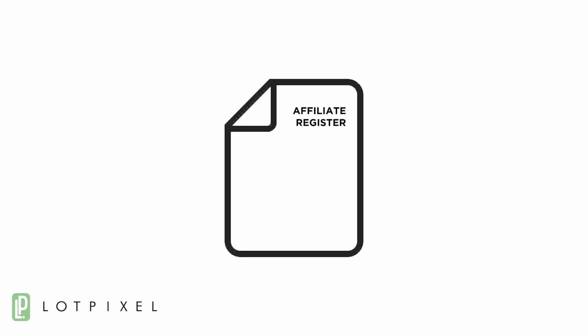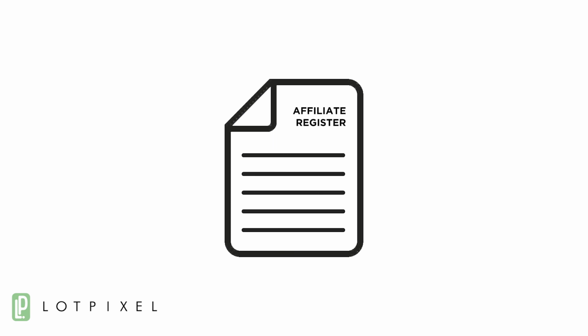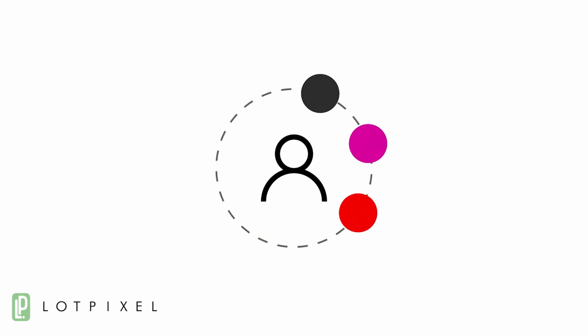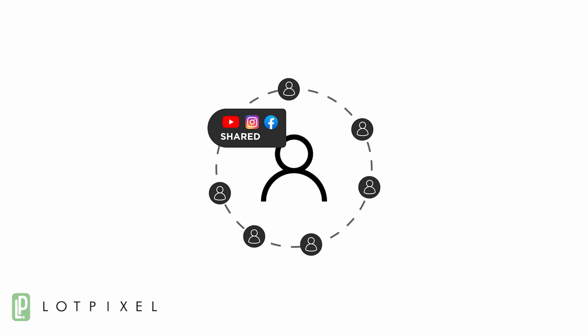It is really simple to join. Go to Lotpixel's affiliate page, then sign up. Fill in all of your information. That's all there is to it. You can begin sharing it on your social media profiles once you have signed up for the affiliate program. Begin earning money with your first post.